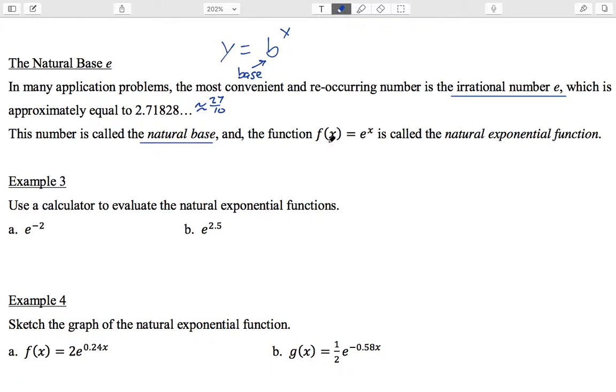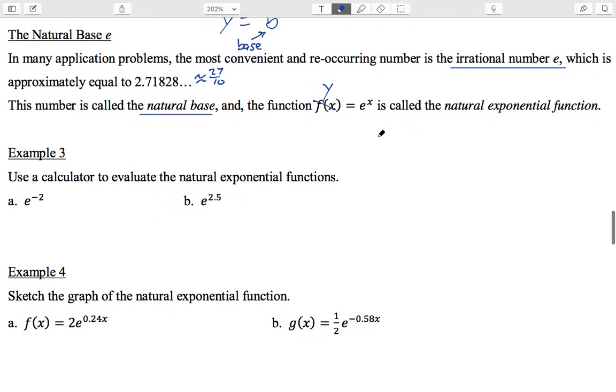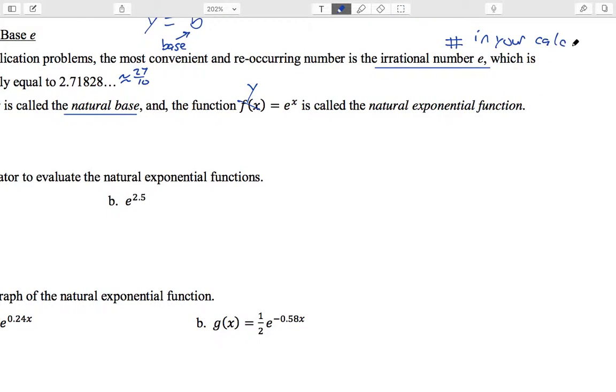So anyway, what you're going to see with it is this. Some number, it doesn't have to be f of x, don't let that scare you. y equals e to the x. The thing that you need to remember, though, is that e is a number. It's just a number. It's a number in your calculator. That's really what we're going to use it for.